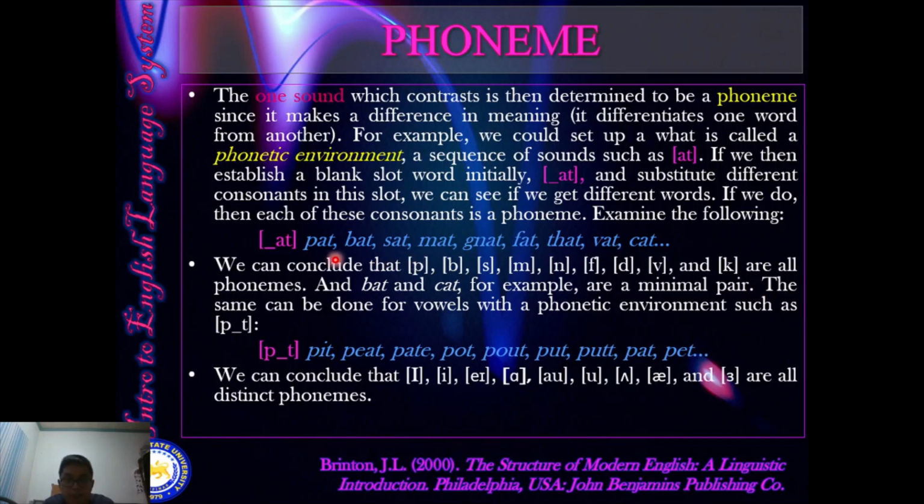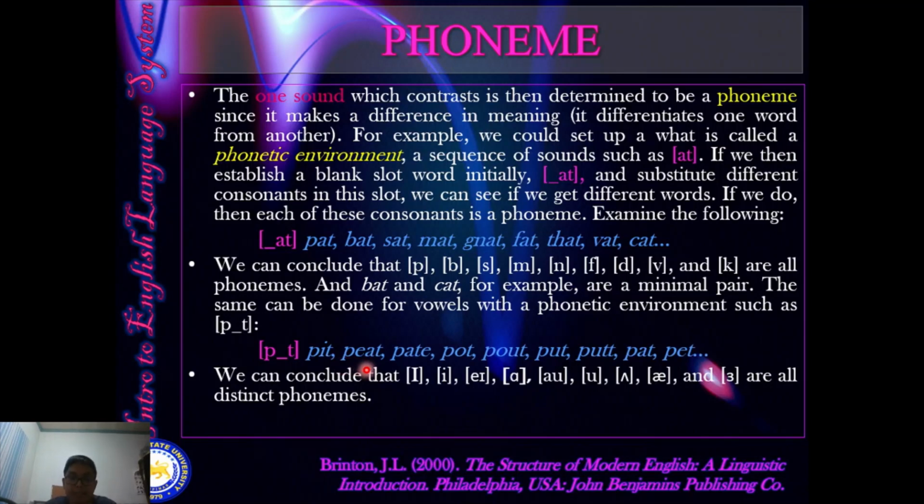From here, if you just look into the sound which is created from the first one, bat and cat, for example, are a minimal pair. The same can be done for vowels with a phonetic environment such as P blank T. Now, if you take note of this, again, don't look at the spelling, but rather look into the sound.